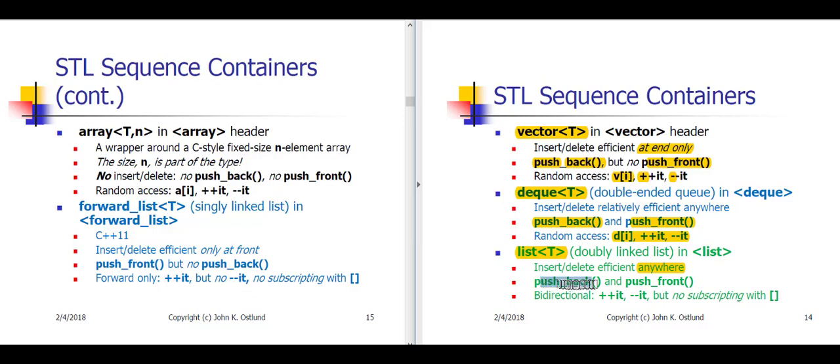All right, so we do have efficient push back and we do have efficient push front. A list is not random access. That is, you can't do subscripting, but you can move iterators bidirectionally. That is, you can traverse through the list forward with plus plus or backward with minus minus. Okay, so if you need inserting and deleting to be very efficient operations, and you're willing to sacrifice not being able to do subscripting, then a list is going to be preferable to something like a vector or a deque.